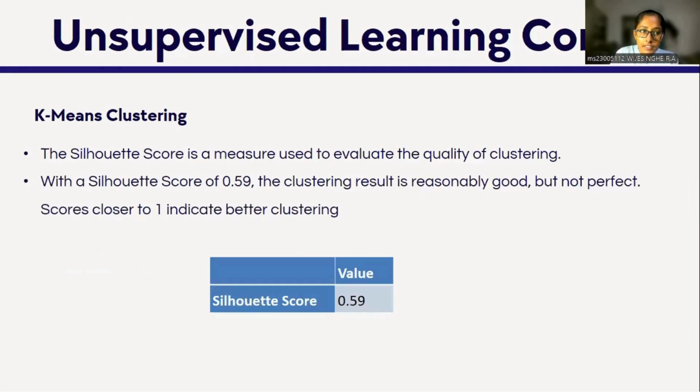In the k-means clustering, the Silhouette score is used to evaluate the quality of clustering. Here the score is 0.59. The clustering result is reasonably good, but not perfect. Scores closer to 1 indicate better clustering.